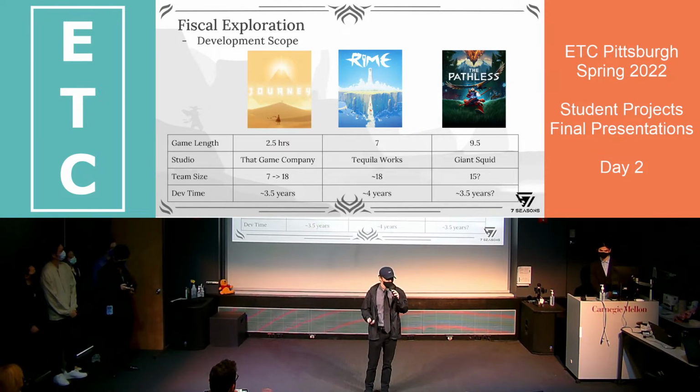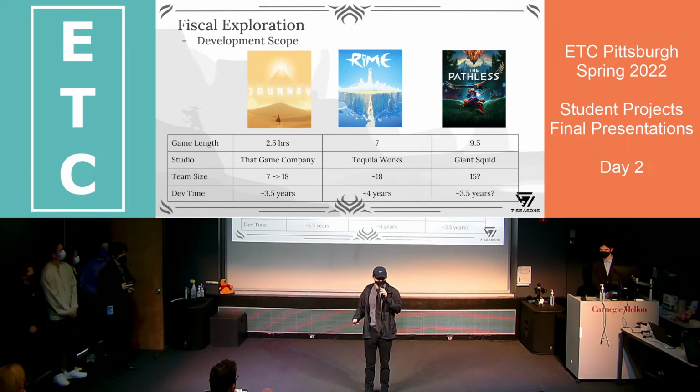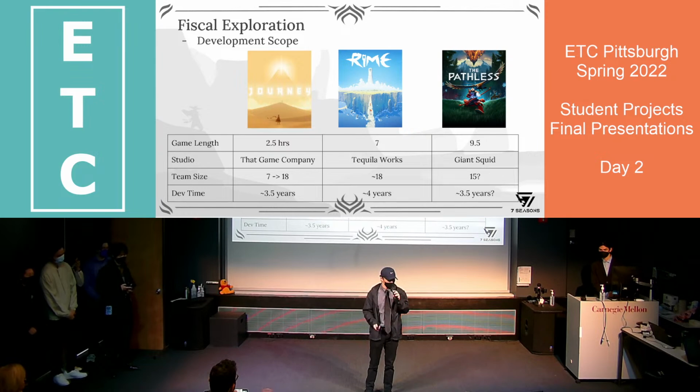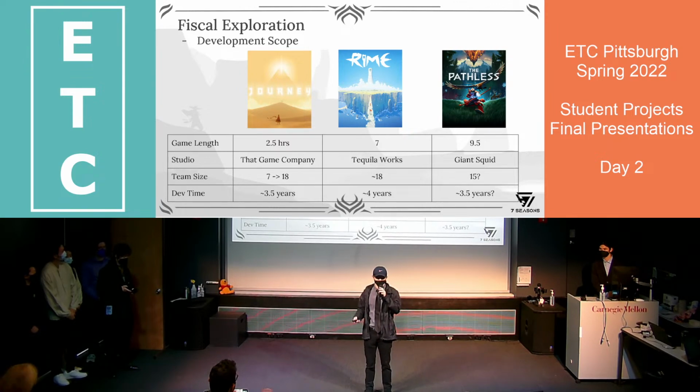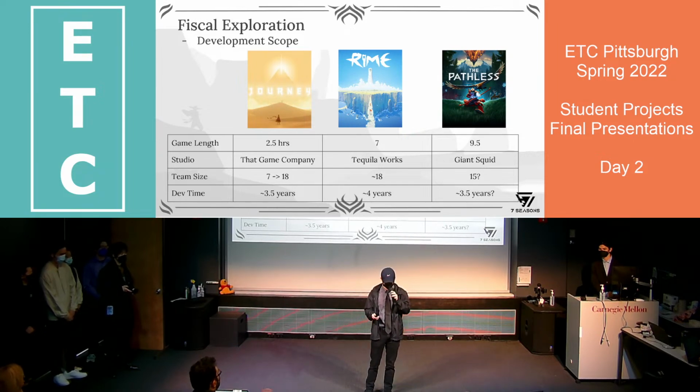Now going into more detail about our fiscal exploration, our strategy for determining our development scope was to pick out games that are most similar in terms of implementation. Here are 3 games we used as references and the data that we extracted regarding their development. Since much of this information is not public, the team had to do a lot of digging through articles and retrospectives to find these loose ballpark estimates.